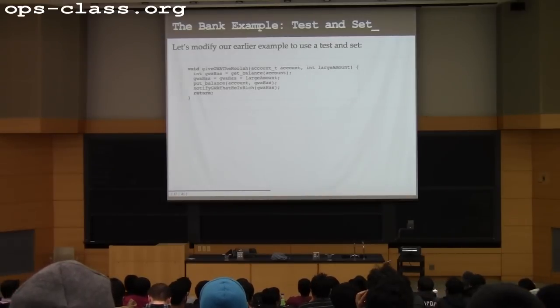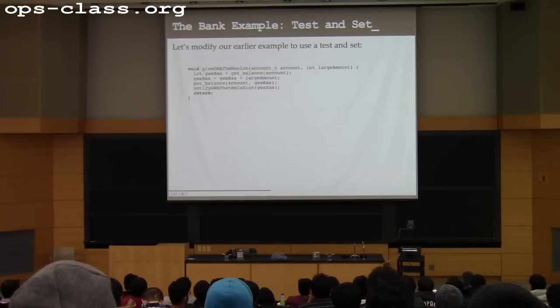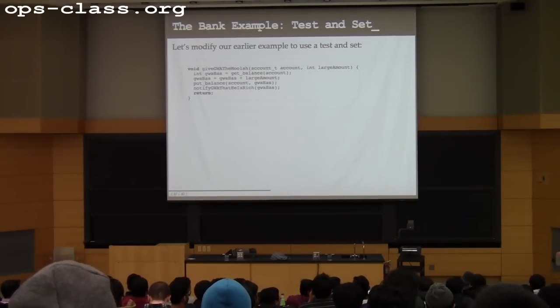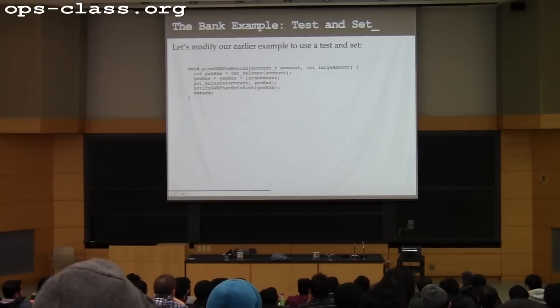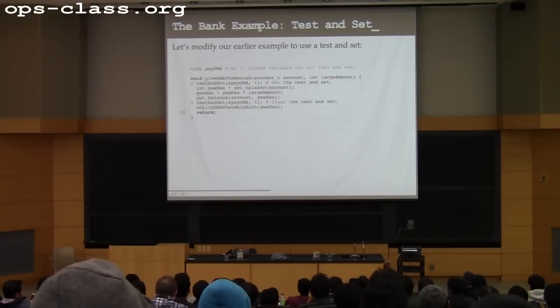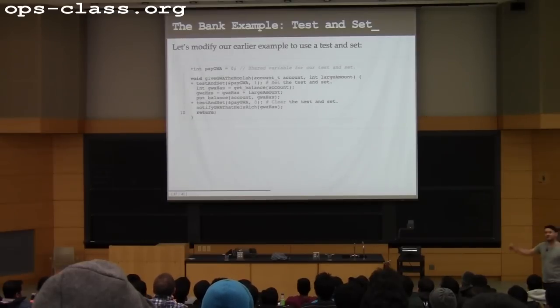And now, who has a suggestion about what I should do? So I'm going to try to use a test and set to fix this problem. Yeah, Sheila. Yeah, so I essentially want to use a test and set to establish a critical section around the part of the code that I need to be atomic. All right? So here we go. I create my variable that the test and set is going to modify, and then I'm done, right? How many people think this works?